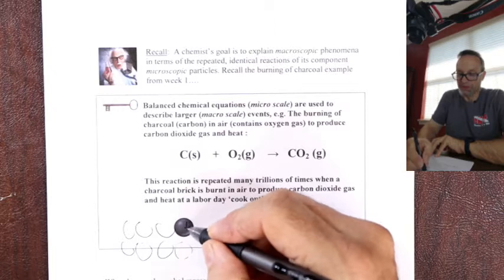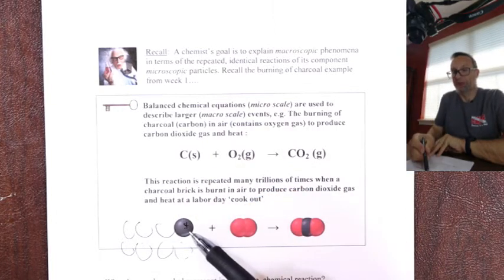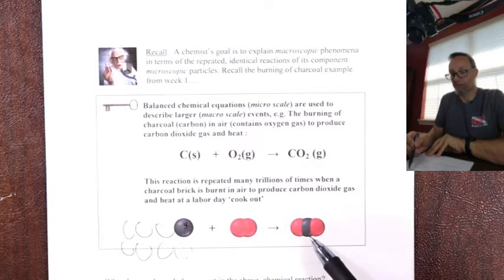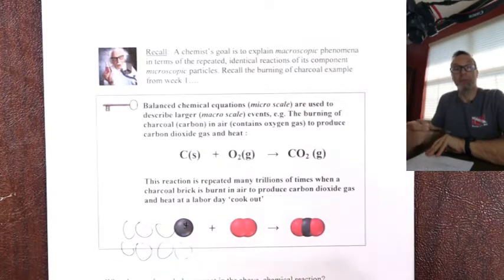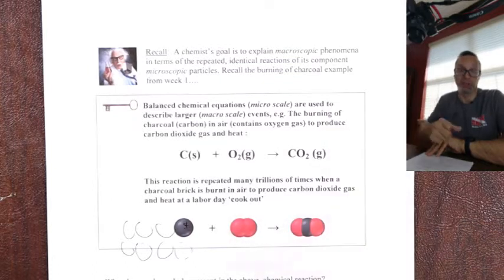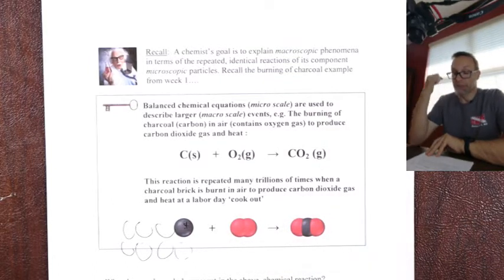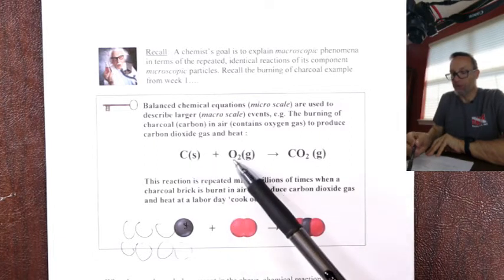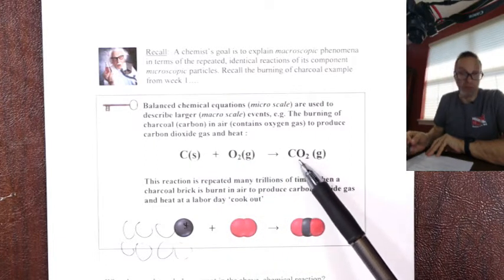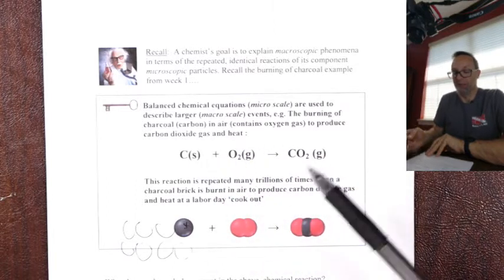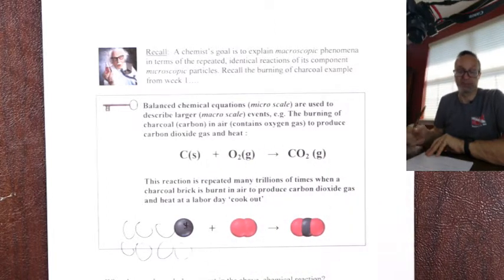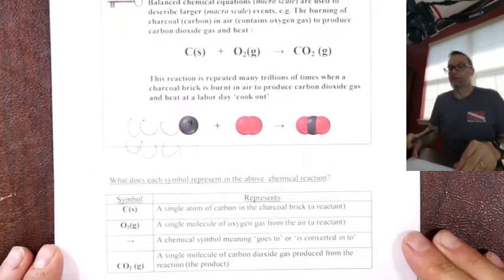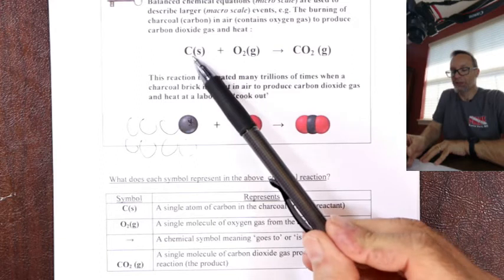Remember, that was the one carbon atom in the block which reacted with a molecule of oxygen to make CO2, right? And that just repeats many billions of times over to burn a big old chunk of charcoal, okay? So that's what balanced chemical equations are: a single one-time event on the microscopic level that repeats many times to describe a macroscopic, large-scale event. Now, if we dissect that equation, one we saw before, what does this mean?